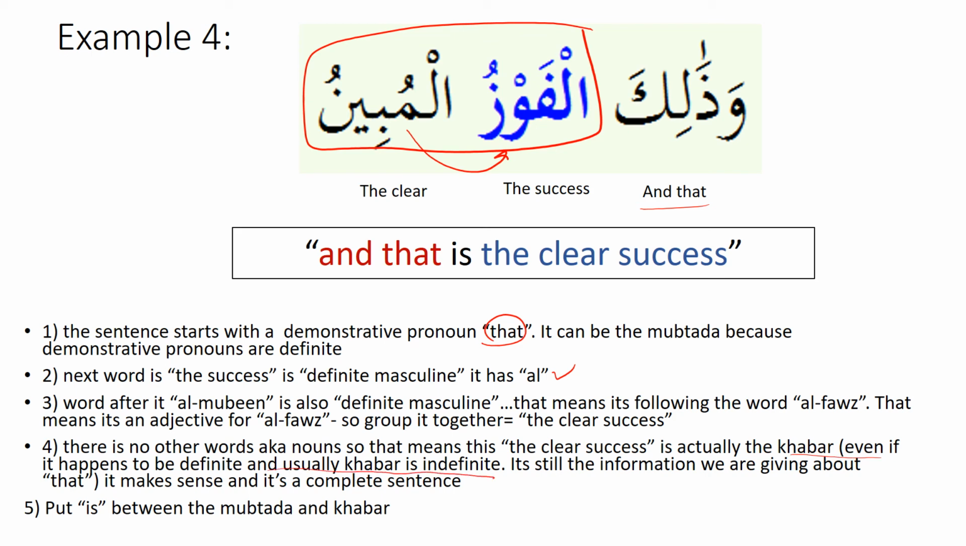So over here, this is one of the exceptions or the contextual ones. Usually we said that khabar is indefinite, but over here it's definite. And that's fine because the meaning is still complete and it makes sense. And then you just put "is" between the mubtada and the khabar. وَذَلِكَ, and that is the clear success, and that is a complete sentence.